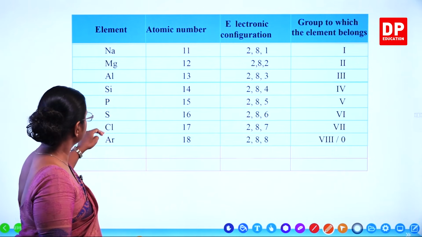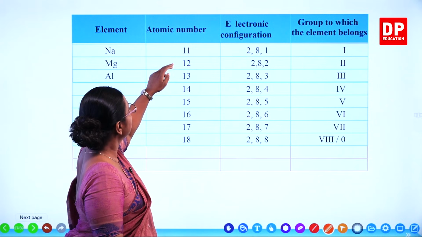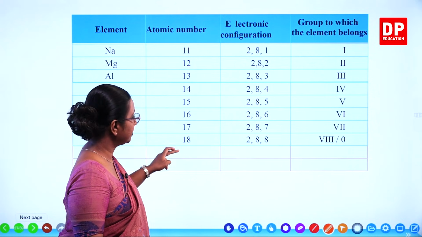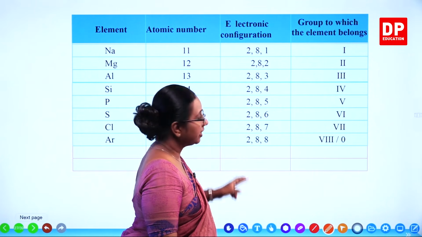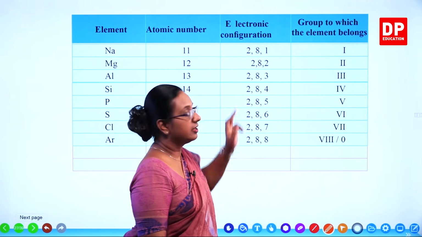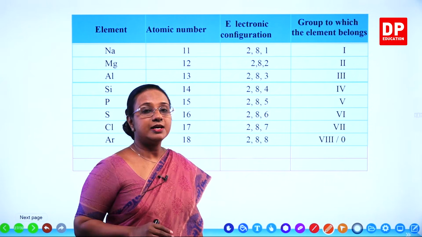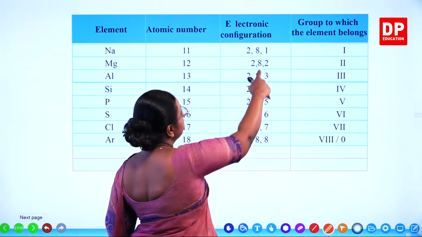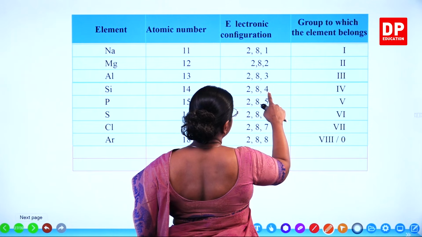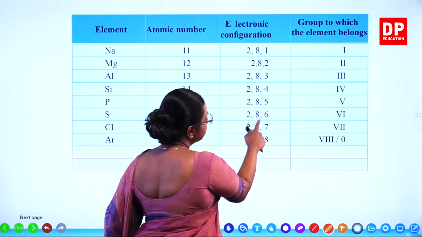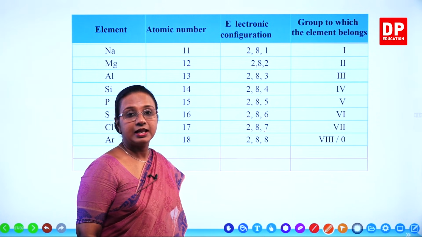Sodium to argon, atomic numbers increase starting from 11, 12, 13, 14, 15, 16, 17, 18. So accordingly, when you write the electronic configuration 2, 8, the first two energy levels are completely filled, but the third energy level is getting filled. Sodium has 1, magnesium 2, aluminium 3, silicon 4, phosphorus 5, sulfur 6, chlorine 7 and argon 8.